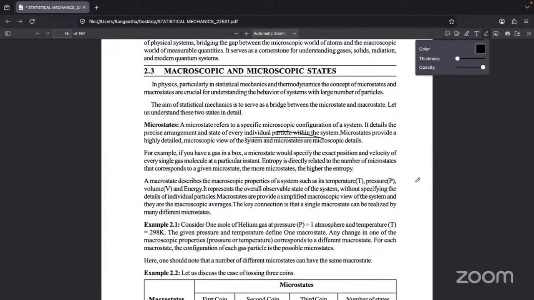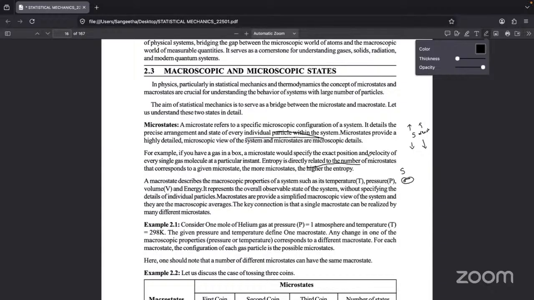Here entropy is also studied. Entropy is directly proportional to the number of microstates. Here entropy is represented with S or rho. So entropy S is directly proportional to the number of microstates. This is one of the important points here. If the entropy is high, the number of microstates is high. If the entropy is less, the number of microstates is less.